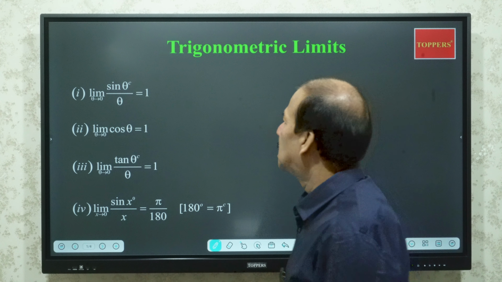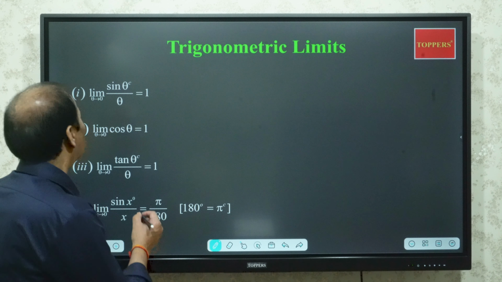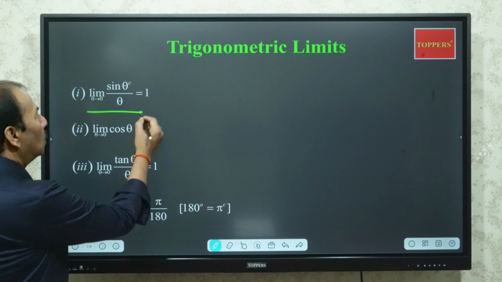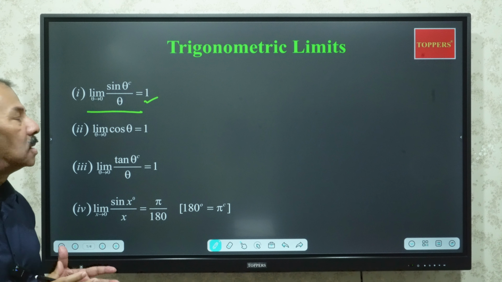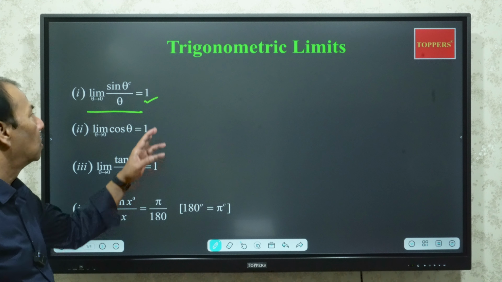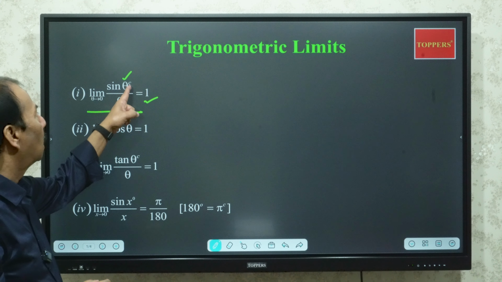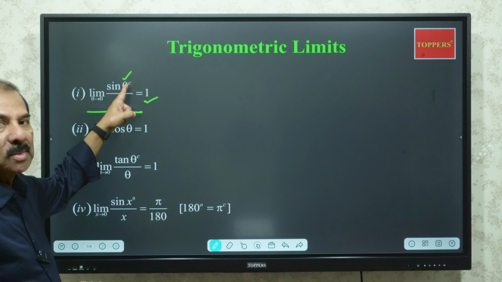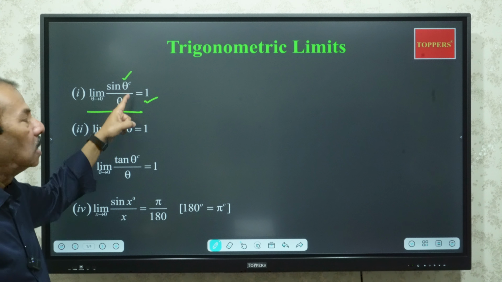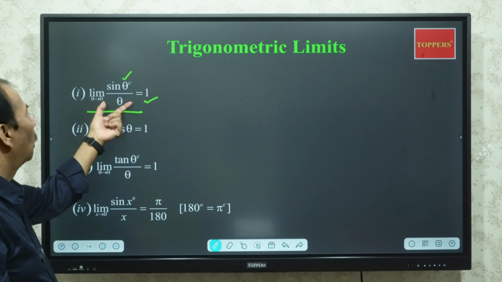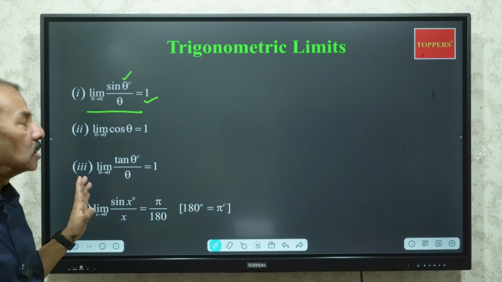Here, the limiting value of sine theta upon theta when theta tends to 0 is equal to 1. Here this theta is in radian. You can see C is mentioned, C is for radian. So sine theta upon theta when theta tends to 0 is 1.